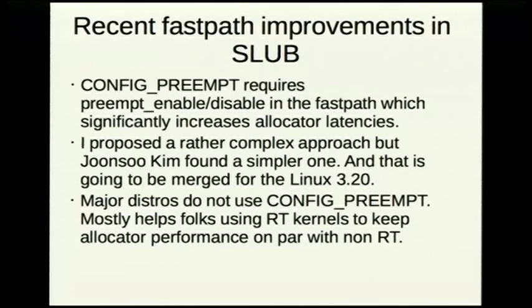Basically, the problem that we had is that CONFIG_PREEMPT requires a preempt enable and disable in the fastpath. Initially, the real-time folks switched to the SLUB allocator and saw a 40% improvement on kernel performance, because all the IRQ disable, local_irq_save and restore, these heavy operations are not used by SLUB. And they had actually per-CPU locking going on in the old RT version before they switched to SLUB. And so they saw a huge increase in performance.